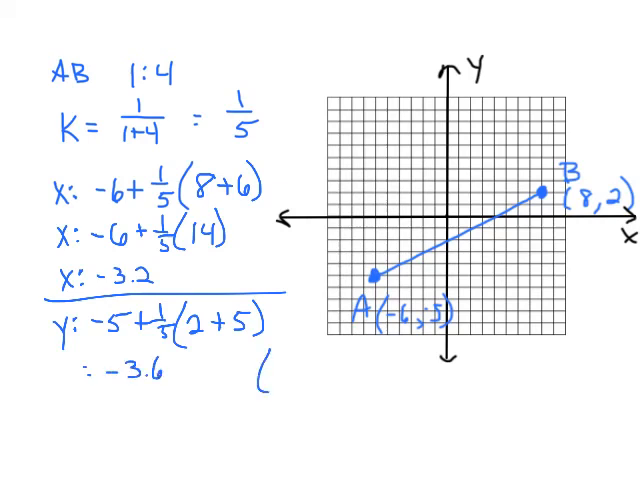So the coordinate that partitions that line segment in a ratio of 1 to 4 is negative 3.2 and negative 3.6. If I look at my graph, if I go over negative 3 in a little bit and then down, that point is roughly right there. So you can visualize it. It would take 5 of these segments to extend the full length of AB. So that's a quick review of midpoint and distance and partitioning a line segment.